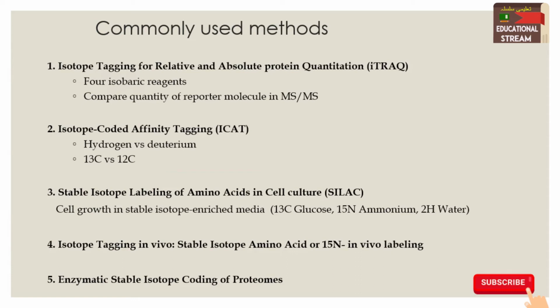So we are talking about the stable radioisotope methods, and there are several radioisotopic methods which are used for quantitation purposes. Here you can see the 5 methods. One is the isotope tagging for relative and absolute protein quantitation, and this method is also known as iTRAQ. So iTRAQ is isotope tagging for relative and absolute quantitation of protein.